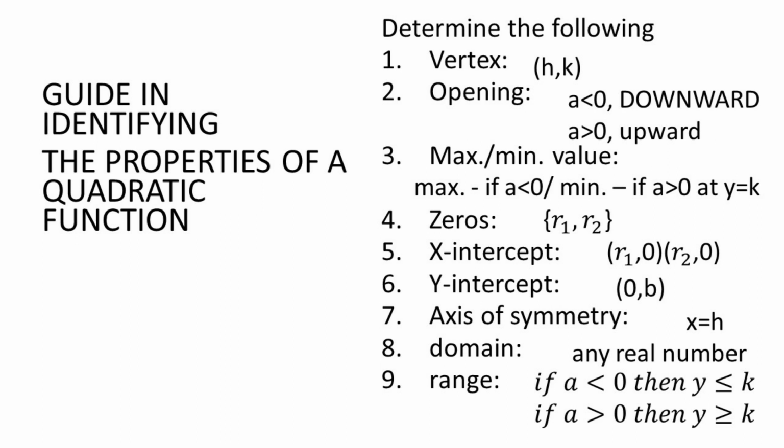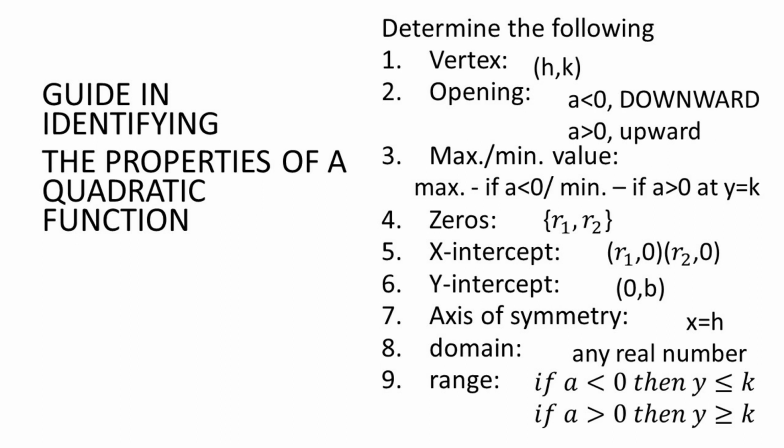Now let's have the zeros of the function. To solve for the zeros, you just need to equate the given quadratic function to 0. So change y to 0 and solve for x.